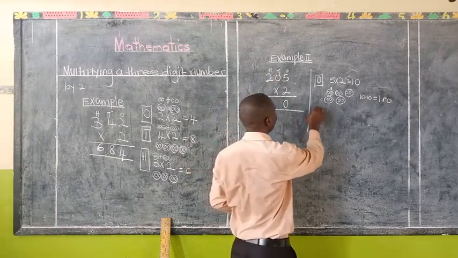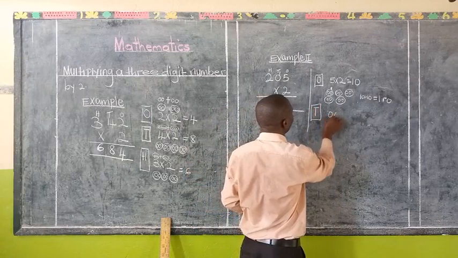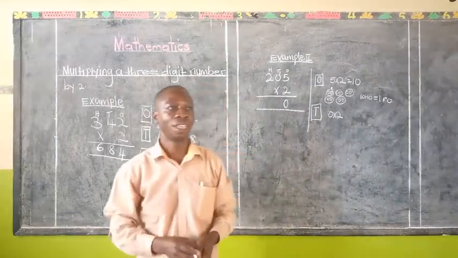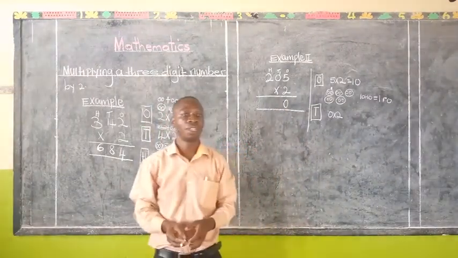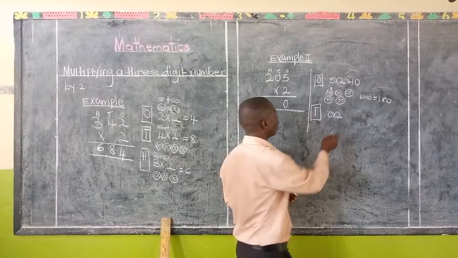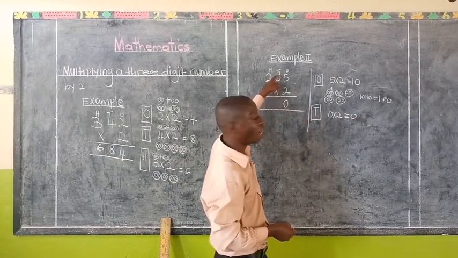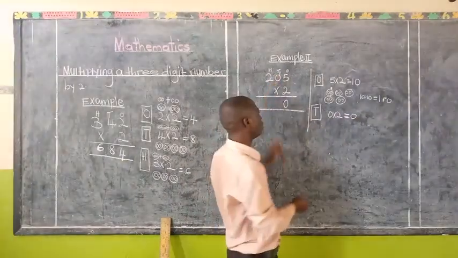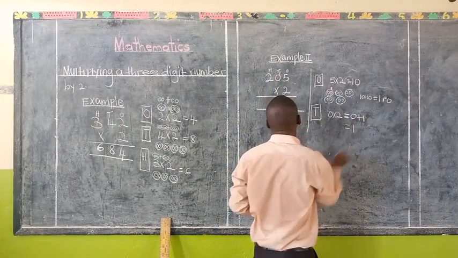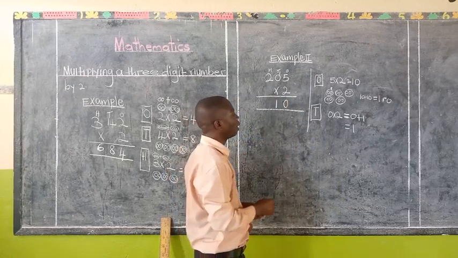So under tens, now we are having 0 times 2. Once we multiply 0 by any number, the end result is always 0. So we are having 0 as our answer. But now there is this one that we carried. So we shall add the one that we carried. And it is going to be 1. So we shall get our 1 and put it there.